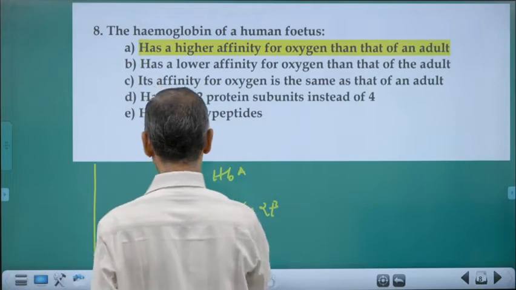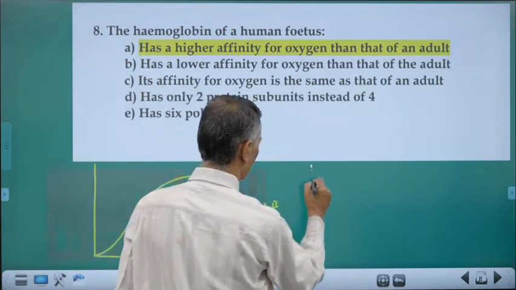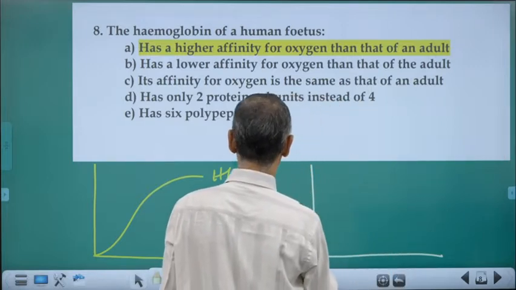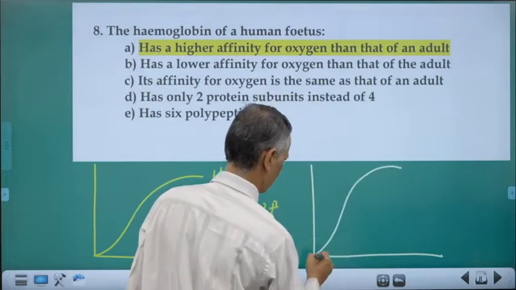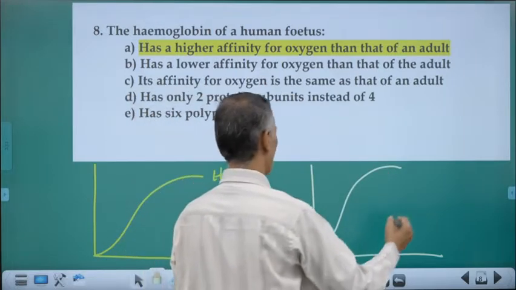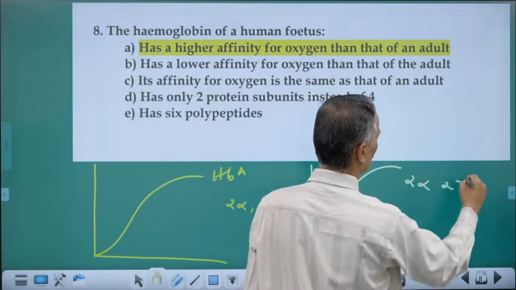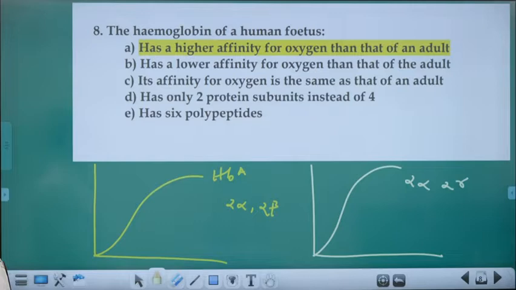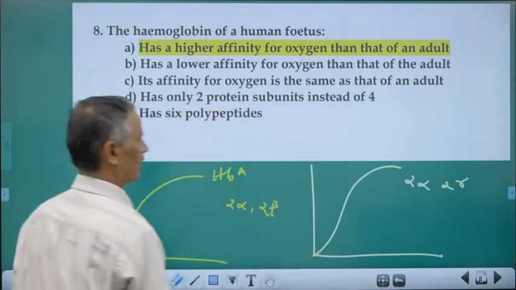And for fetal hemoglobin, there is a difference. We have two alpha chains and 2 gamma chains. And this has more affinity with oxygen. Fetal hemoglobin has more affinity with oxygen. That's why the curve is more to the left.